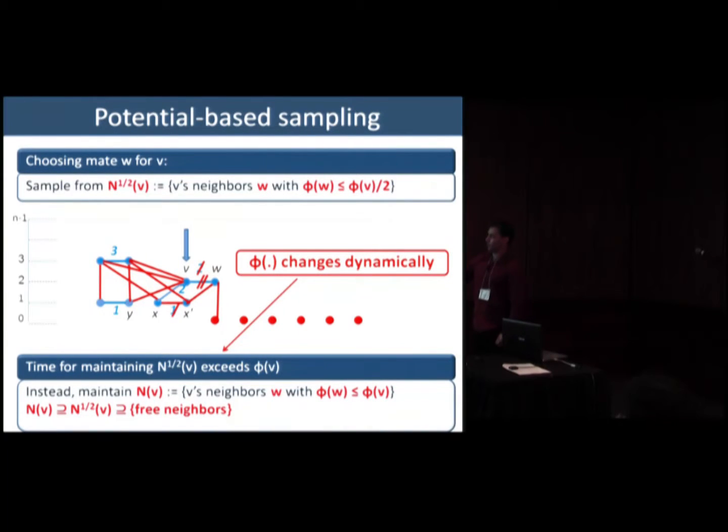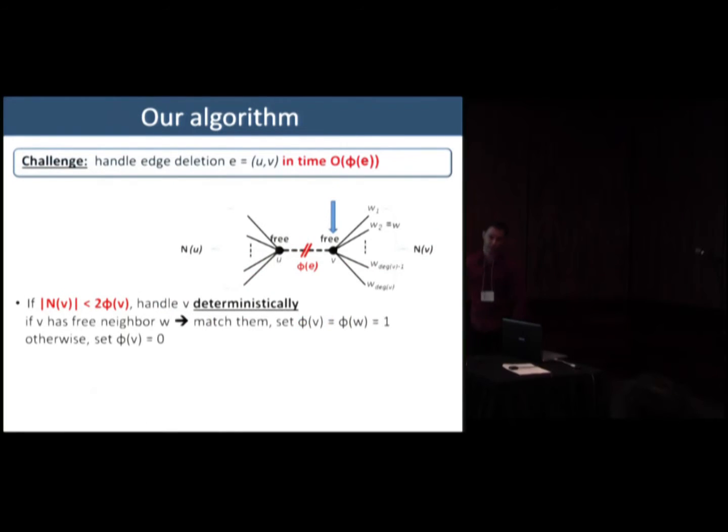Let's use this observation. Okay, so let's see how the algorithm will handle a deletion of a matched edge. We want to do that in time that is very fast, right? Time that is linear in the potential of the deleted edge. We are focusing on vertex V. And there are two cases. The first case is that the size of the set that we know how to maintain, just to remind you, the set of all neighbors of V with potential value bounded by that of V, is small, smaller than twice the potential of the deleted edge or the potential of V, it's the same thing. Then we have a lot of money.